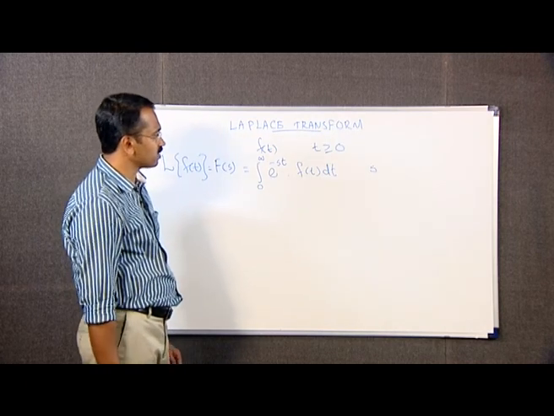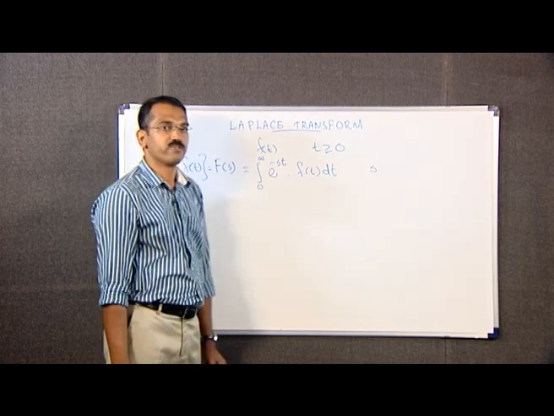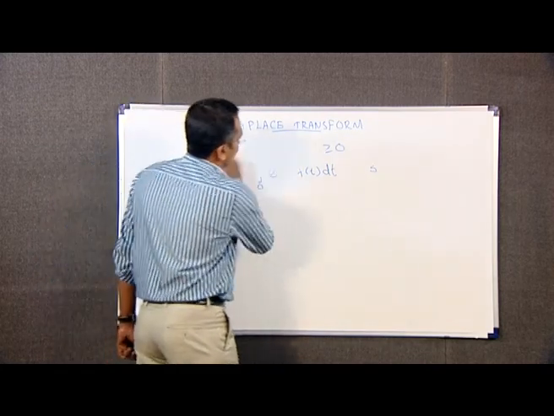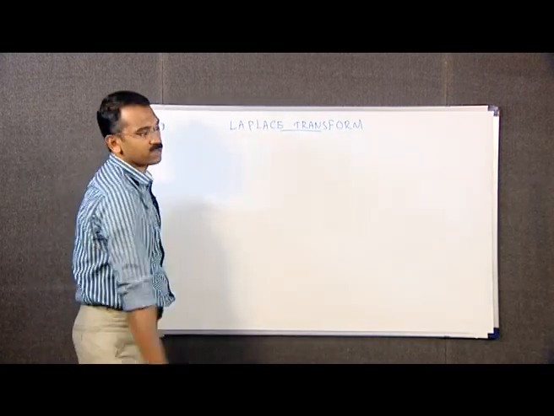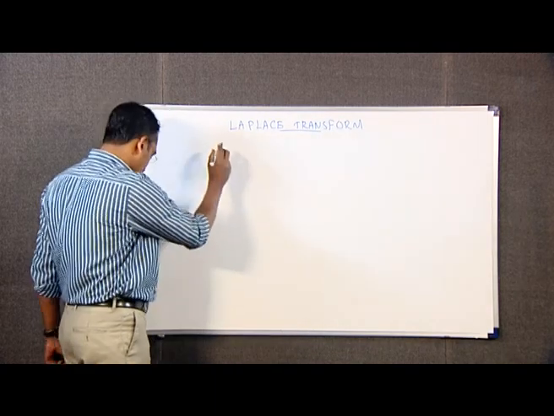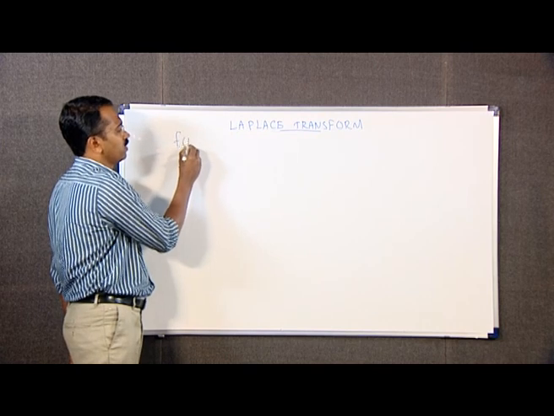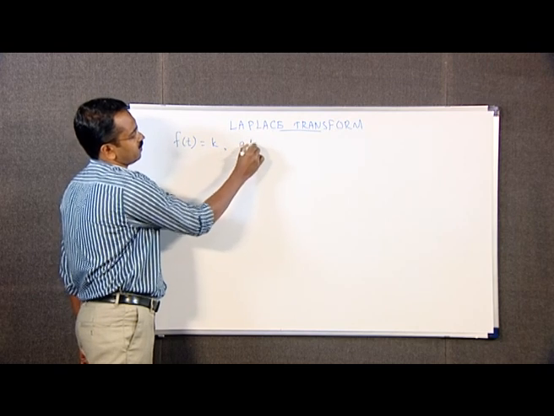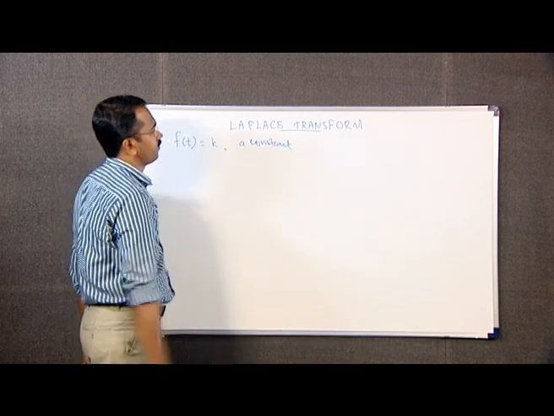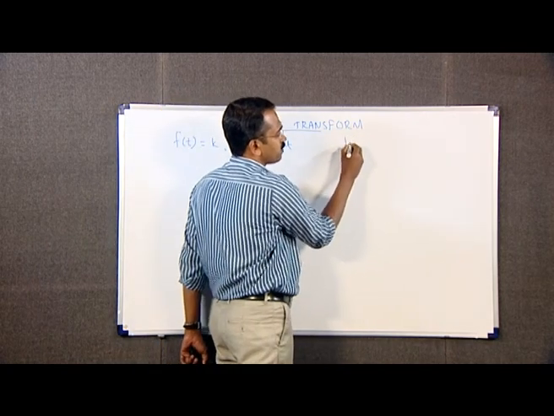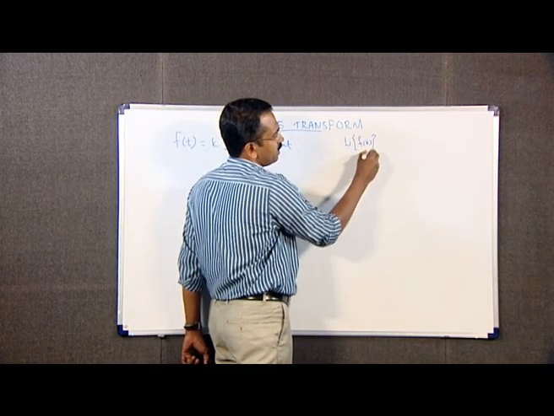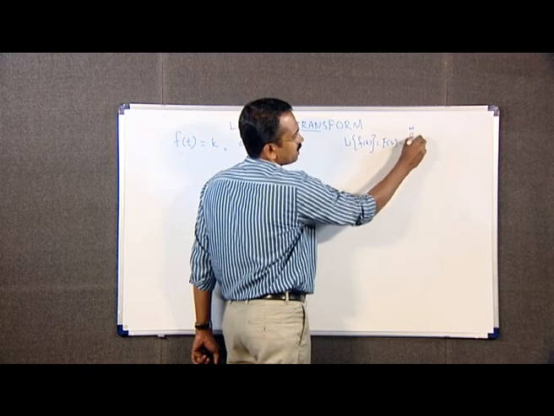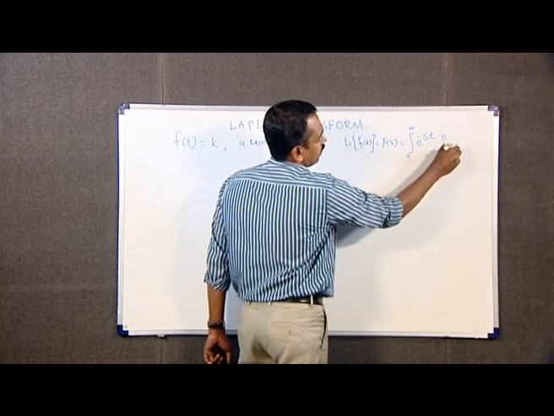Now we shall discuss the Laplace transform of some elementary functions. First one is the constant function. Consider the constant function f of t equals k, where k is a constant. The definition of Laplace transform is L of f of t, which is a function in s, defined as the integral from 0 to infinity of e raised to minus st into f of t dt.